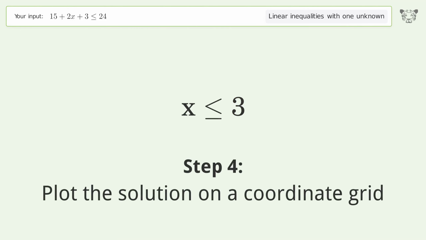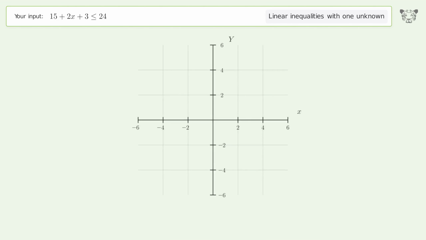Plot the solution on a coordinate grid. And so the final result is x equal or smaller than 3.